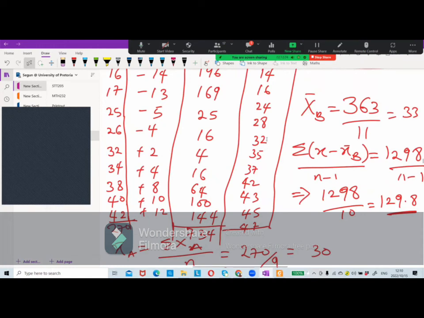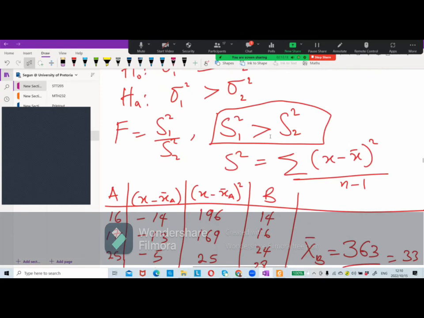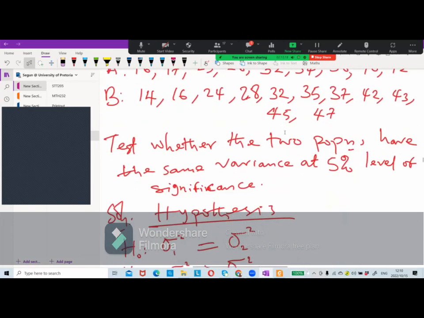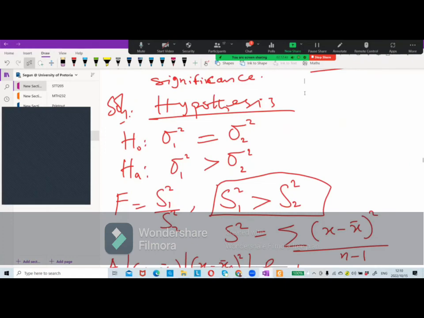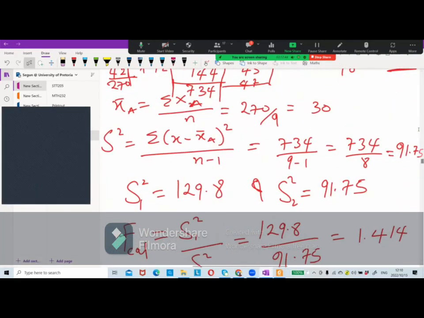What is our alpha? Please scroll down here. 0.05. Check your question, alpha is here. 0.05. Okay. So what is the solution to that? Let's write it out the way we're supposed to do it.